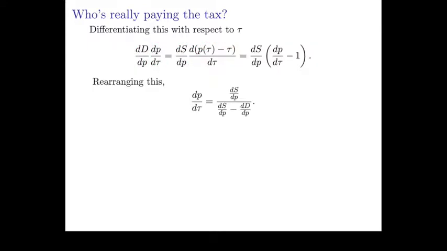We can rearrange this a little bit. We're going to solve for dP d tau, because that's what we're interested in. So the derivative of D with respect to P times dP d tau equals dS dP times dP d tau minus 1. We rearrange that equation solving for dP d tau, and we find that dP d tau equals the derivative of supply with respect to price divided by the difference of the derivatives of supply and demand with respect to price.